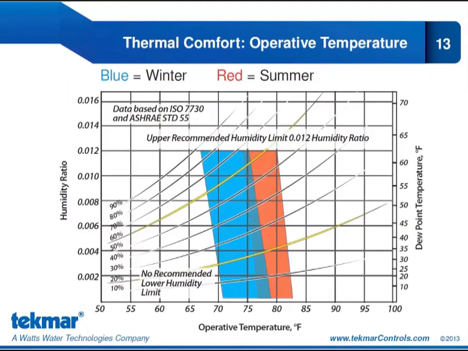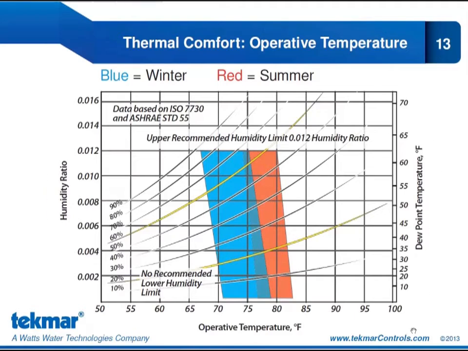Next, we're going to talk about operative temperature and how that affects thermal comfort. To do this, we're looking at a graph based on the ASHRAE Standard 55 that we mentioned on the previous slide. On the left-hand side, we have the humidity ratio, which is also represented by a relative humidity percentage. We have the operative temperature on the bottom of the graph, and on the right-hand side, we have the dew point temperature.